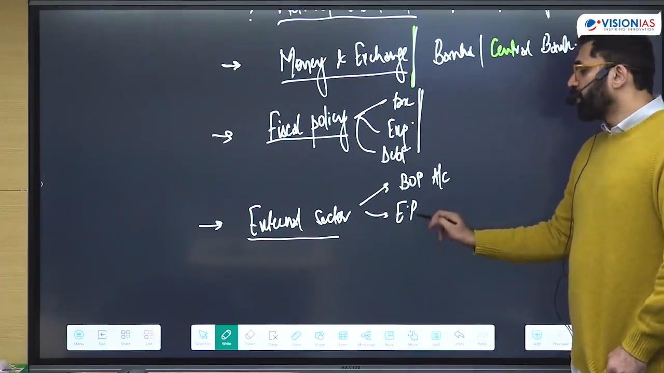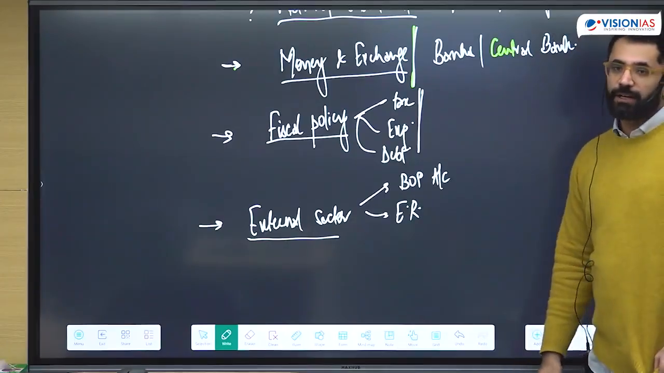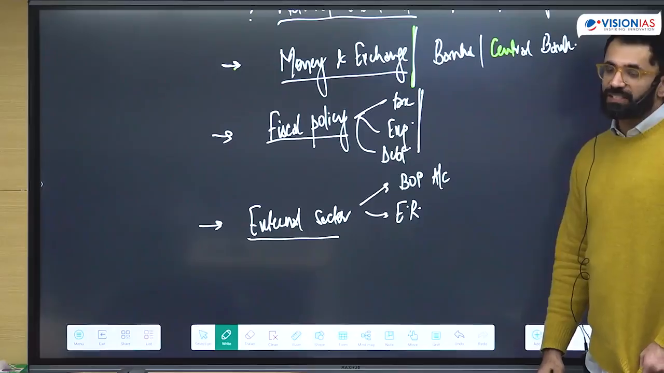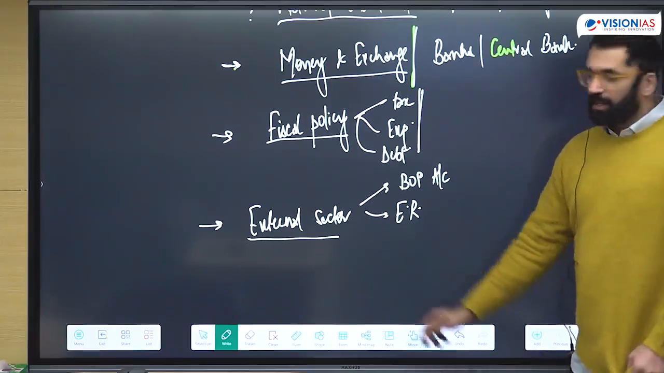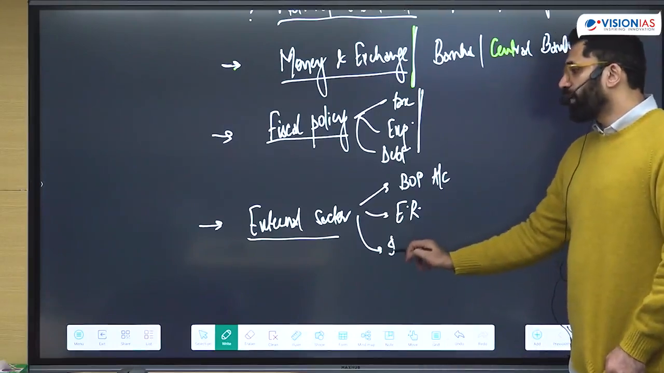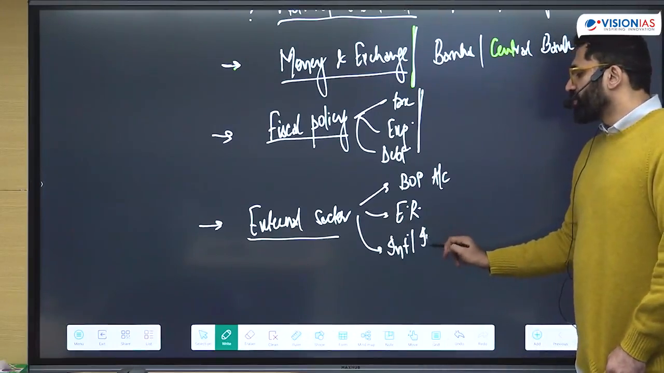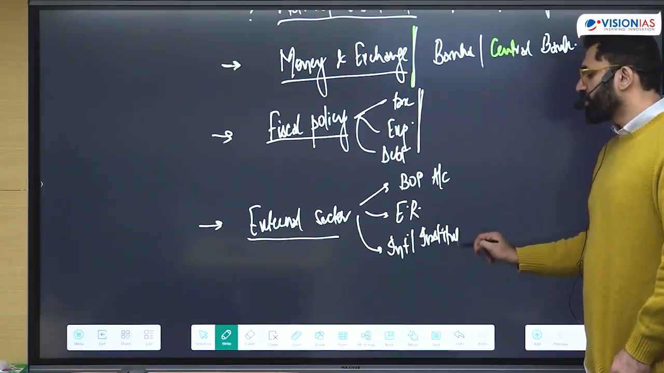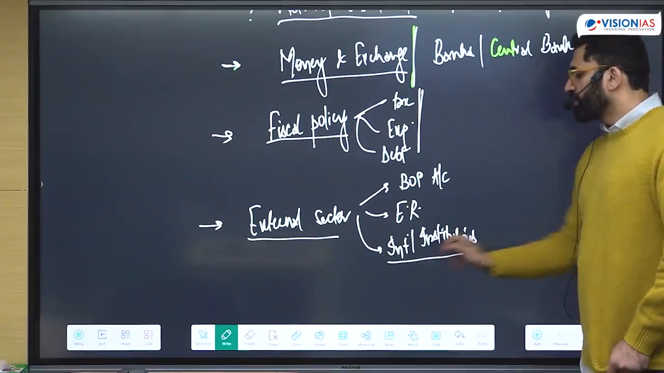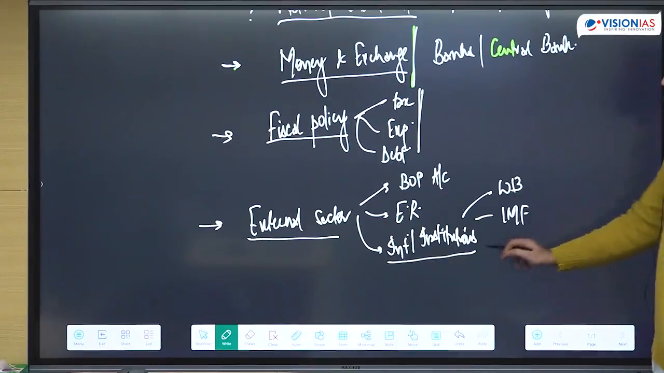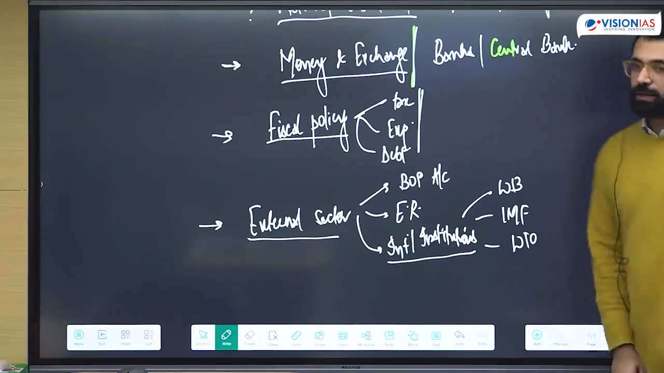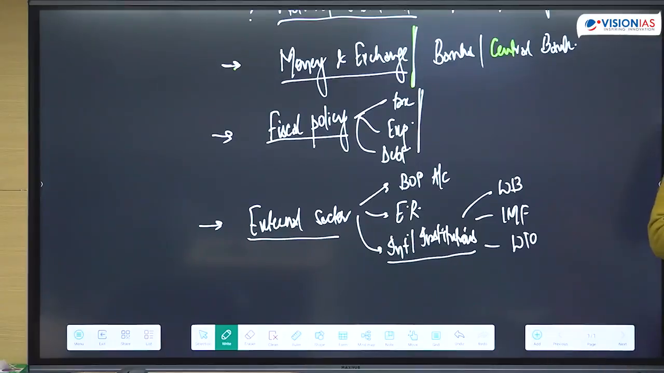What is the exchange rate? How is the exchange rate decided? On what factors is the exchange rate influenced? And what impact does the exchange rate have on the economy? And the third most important thing is the international institutions. In the international institutions, we'll discuss the basics of World Bank, IMF and WTO. WTO, very important topic. A number of questions come from WTO. What is WTO and also the different agreements of WTO.